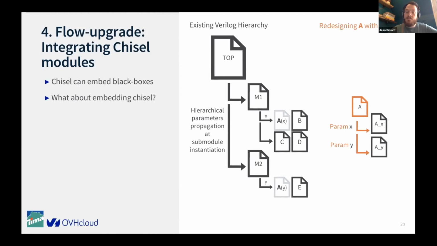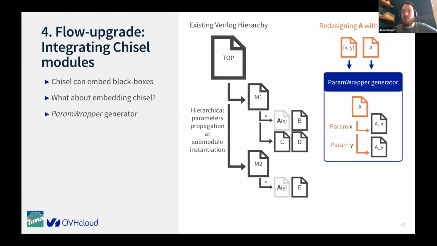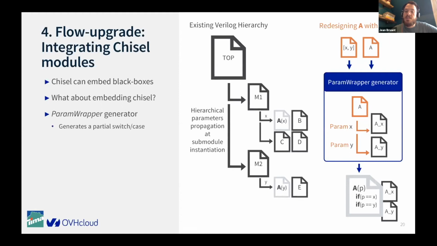So what we decided to do is to do kind of hacky things with what we called a param wrapper generator, which, given a module in Chisel and a set of parameters, generates a big switch case, only partial, given the parameters. And this resulting module, which is a bit of gibberish, is able to replace one for one the existing Verilog modules. And so, without changing anything in our existing Verilog hierarchy, we can use Chisel for one given module.